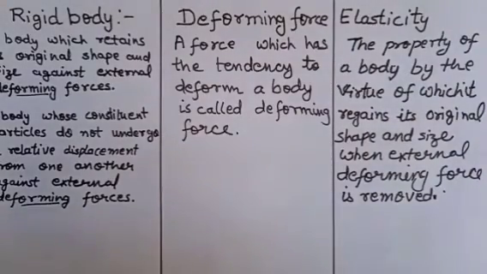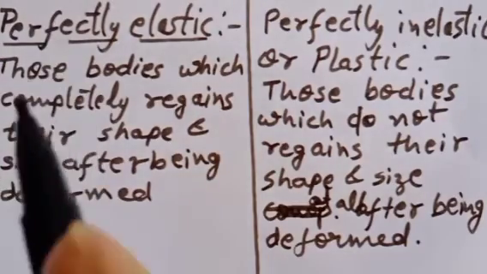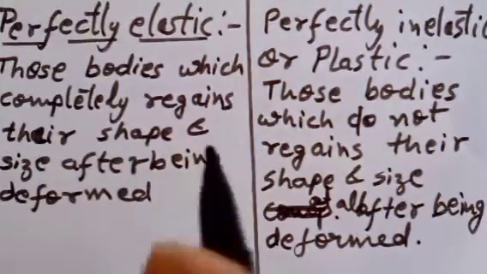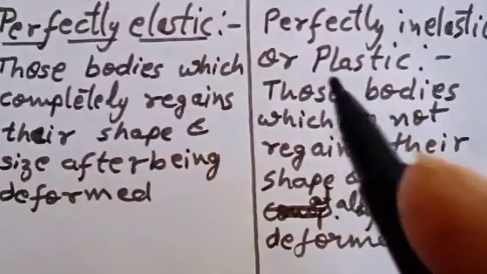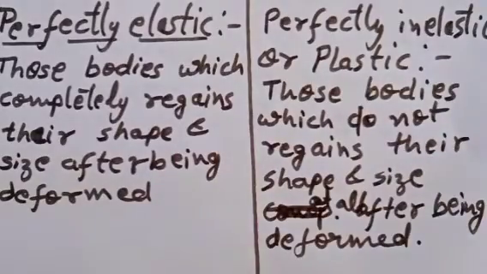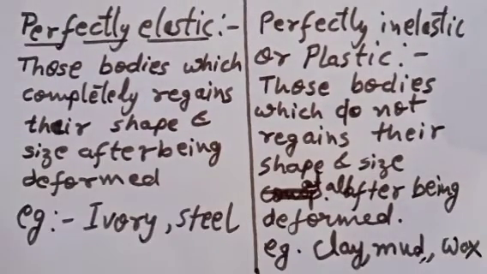So we can define two types of materials: one perfectly elastic, other perfectly inelastic. Perfectly elastic bodies are those bodies which completely regain their shape and size after being deformed. And perfectly inelastic or plastic bodies are those which do not regain their shape and size at all after being deformed. So examples are ivory, जिसे आप हाथी दांत कह सकते हैं, and steel. Perfectly inelastic: clay, mud, and wax.